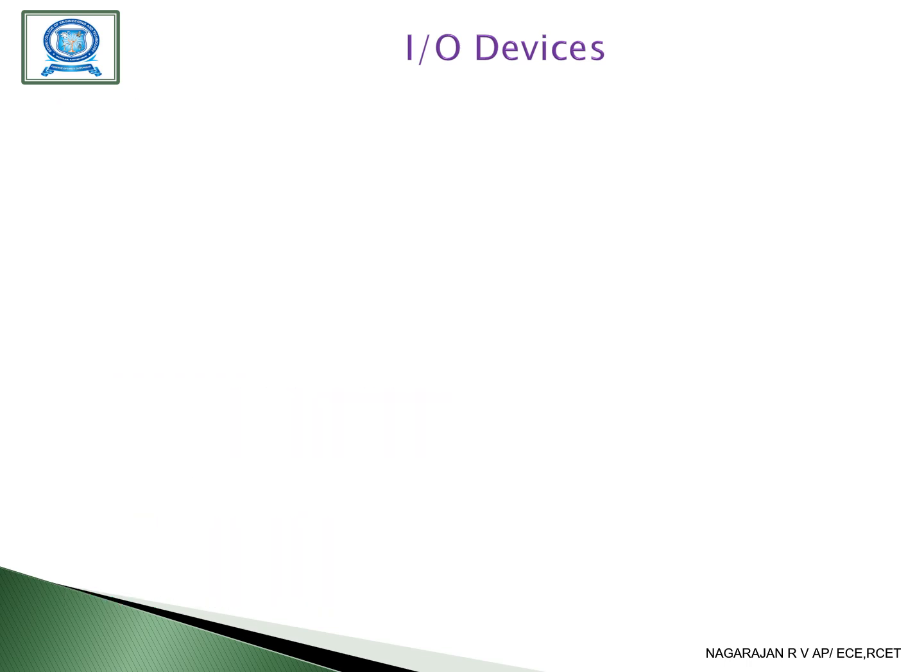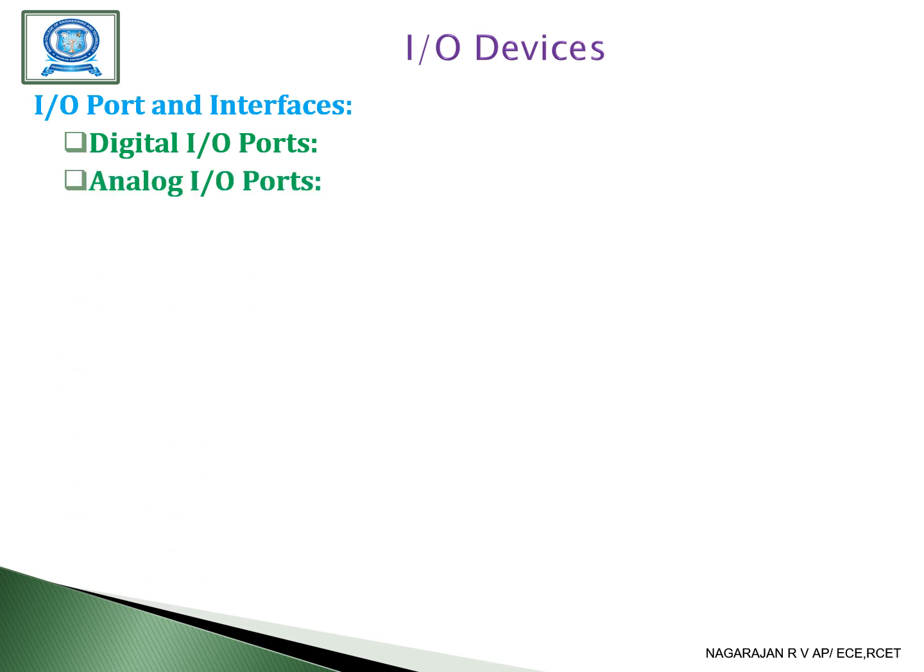Next, let us see the input-output ports and interfaces. First is the digital input-output port. Digital input-output ports provide binary input and output capabilities, typically used to interface with switches, LEDs, and other digital devices. Each port can be configured as either an input or output, allowing flexibility in interfacing with different peripherals.